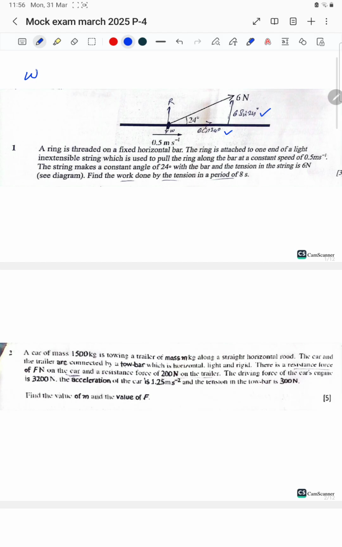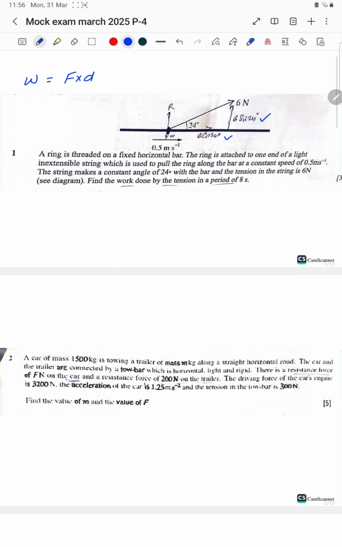We know the work done is force times displacement, F times d. The F is the driven force, which is along the horizontal component of the tension. So I can say the ring is driven along the horizontal bar with the force F, that is 6 cos of 24 degrees, right?